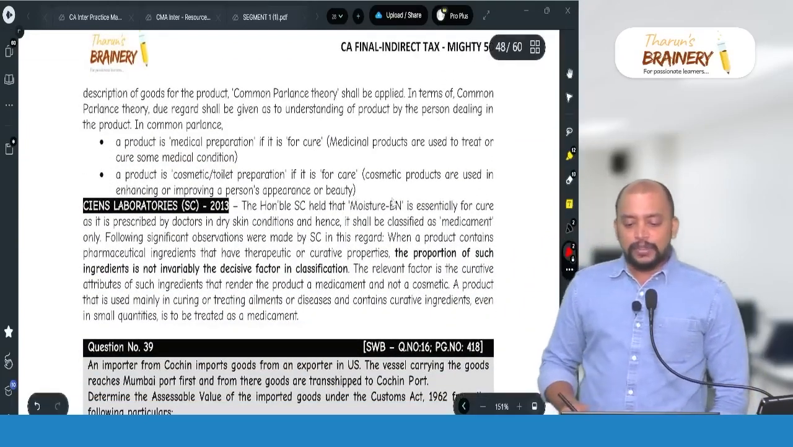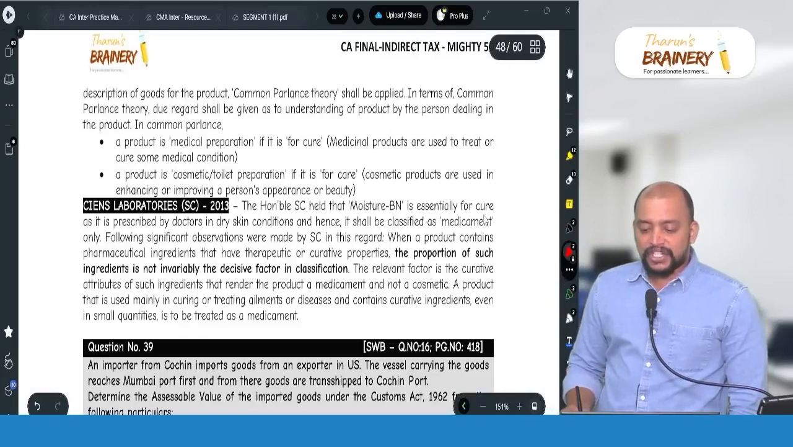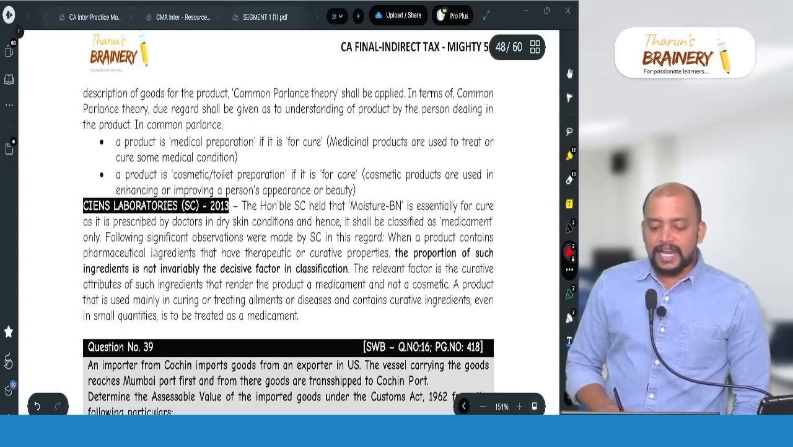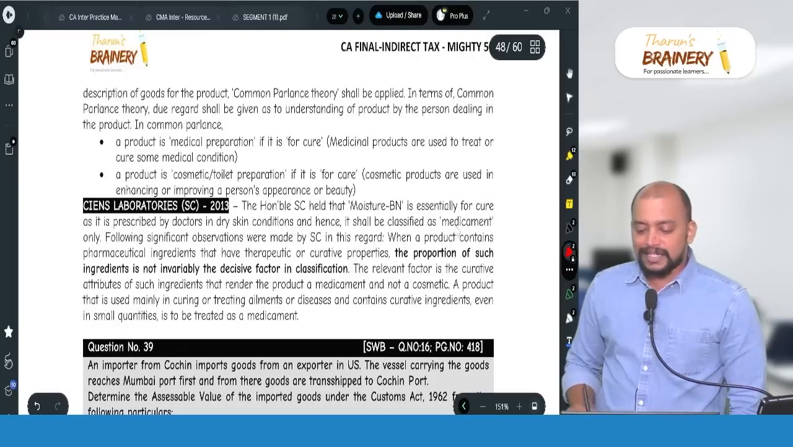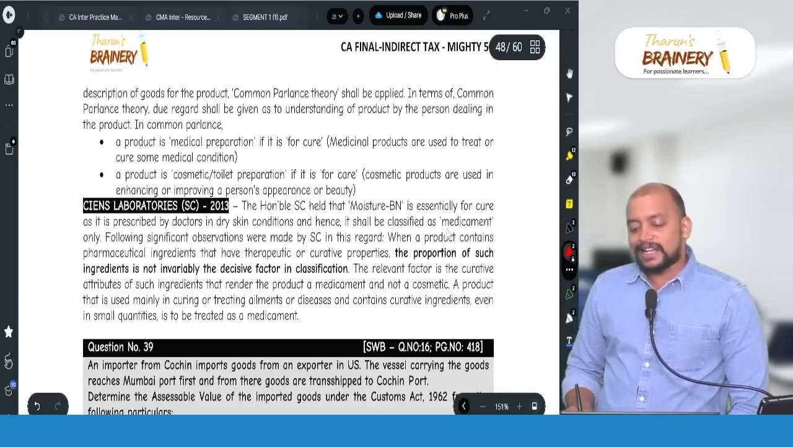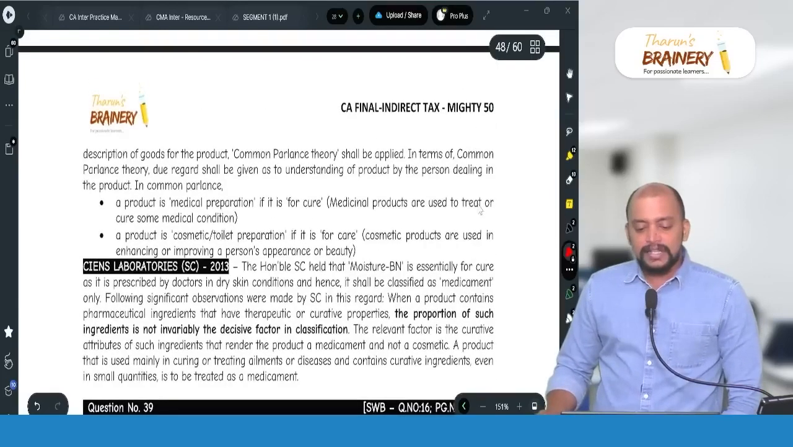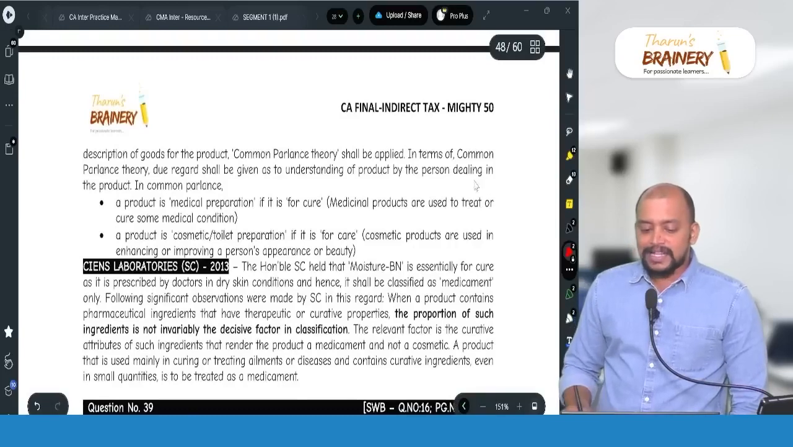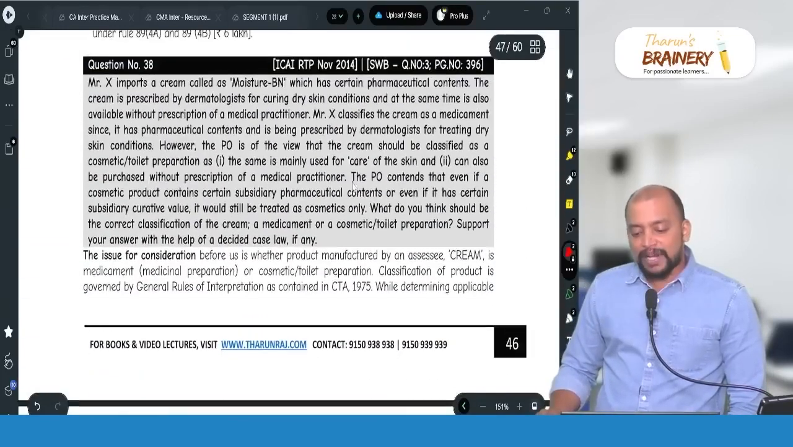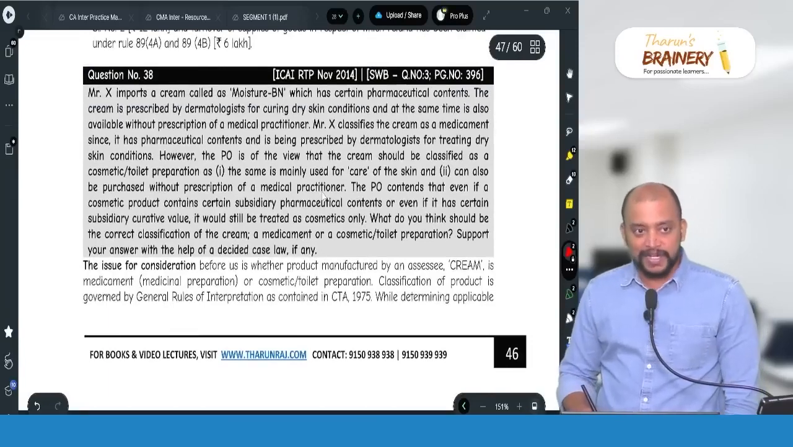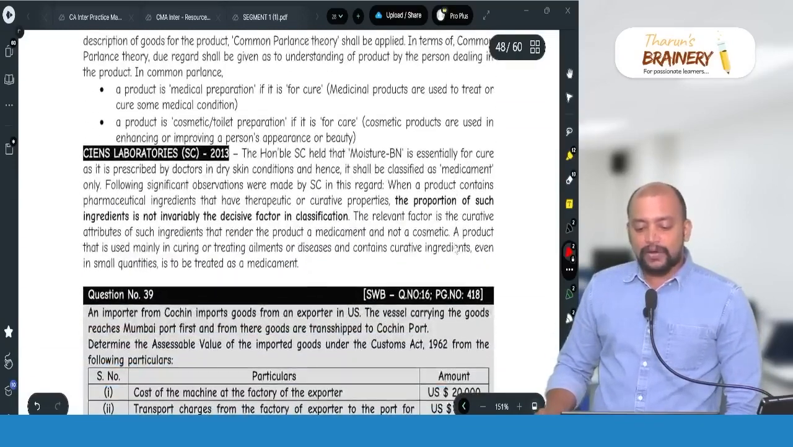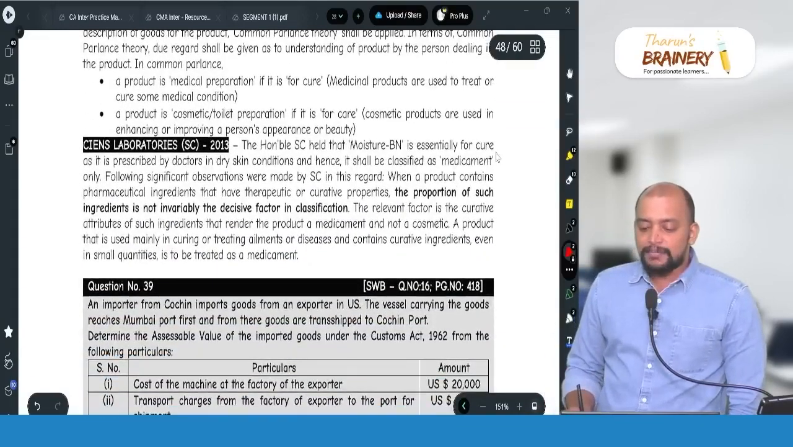So the Honorable Supreme Court held that Moisture BN is essentially for cure, as it is prescribed by the doctors, and hence it shall be classified as medicament. And why are they calling it a medicament? Because the common parlance test is not applied in this case. If you apply common parlance, it will be treated as cosmetic. But without applying common parlance, they have classified this as medicament.